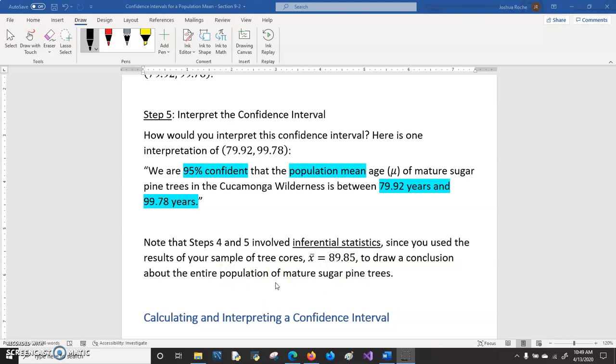Okay, in the next video, we'll take a look at another example of doing these confidence intervals.